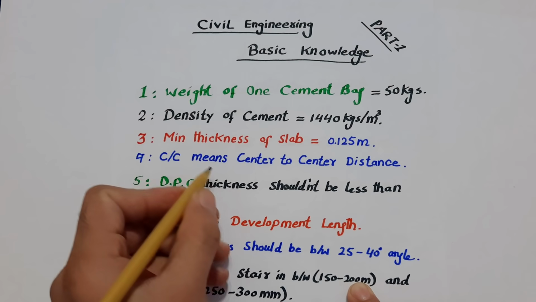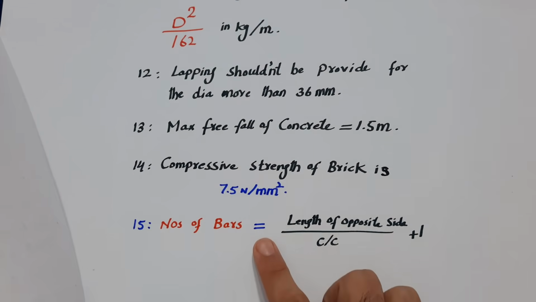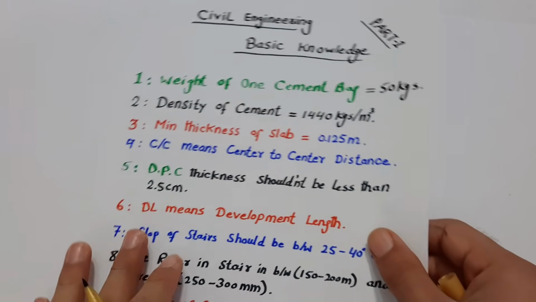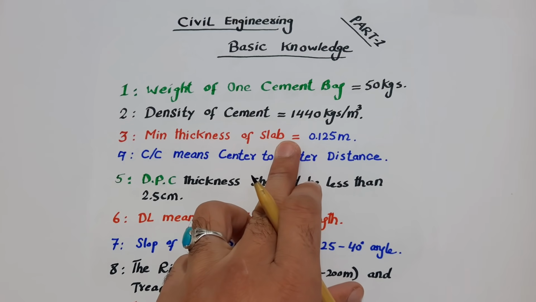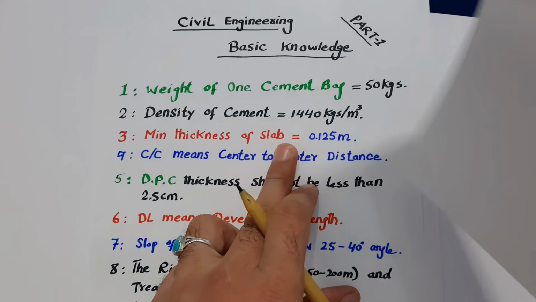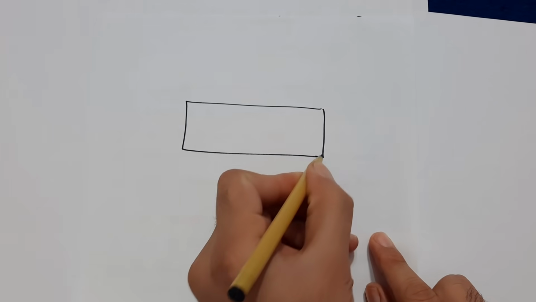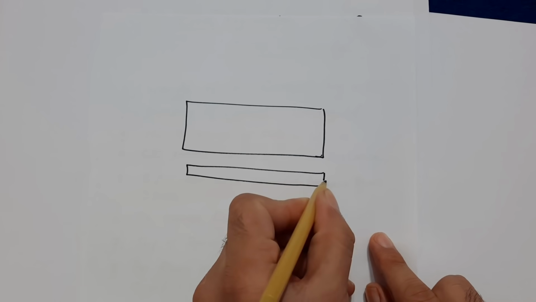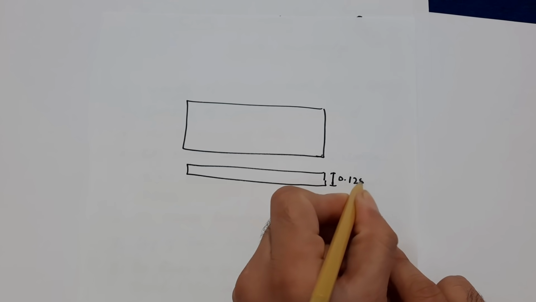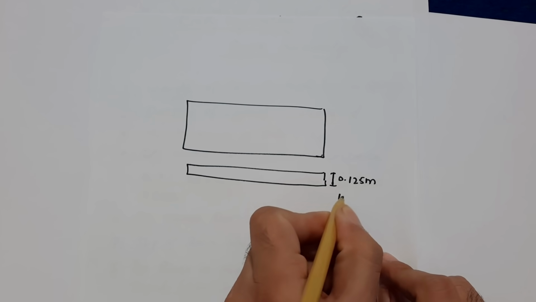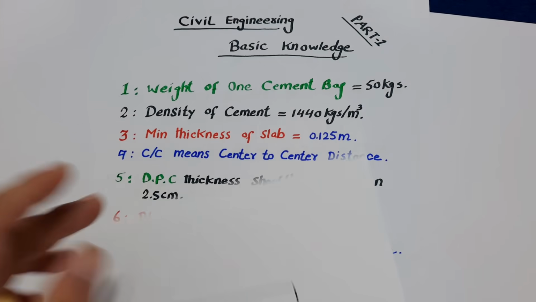Okay, the third one is, guys, minimum thickness of slab. We have about 15 points, as you can see, till 15 we have. The third one is minimum thickness of the slab. Guys, you can see here, this is the top slab, and this is the section, cross section. So the thickness of the slab should be minimum 0.125 meter or 125 millimeters.